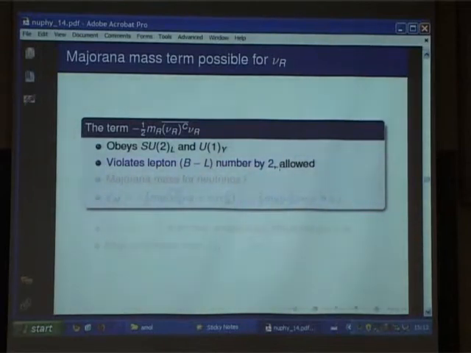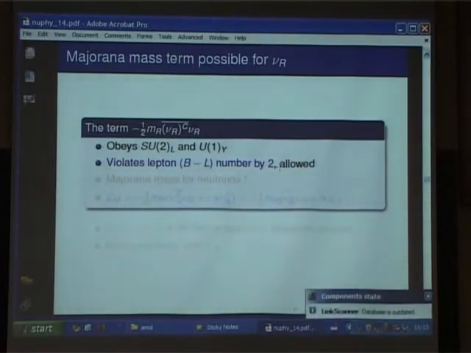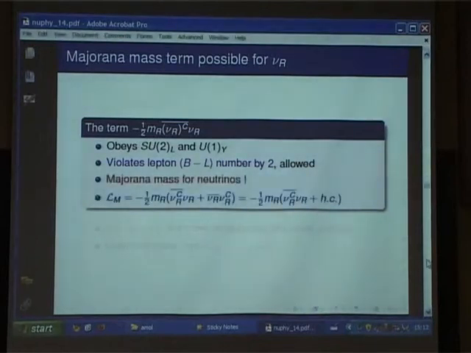So a Majorana term always violates lepton number by 2, not by 1. It has to be 2. This term is what we call the Majorana mass term. Strictly speaking, we write this term as minus half M_R times nu_R^C bar nu_R plus its Hermitian conjugate. So you will see it either in this form or in this form. Both are the same.